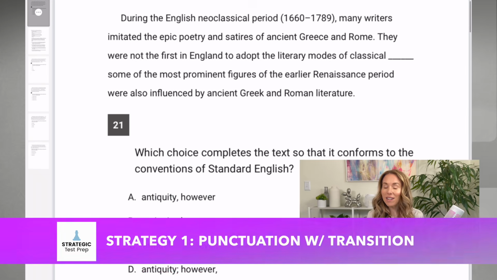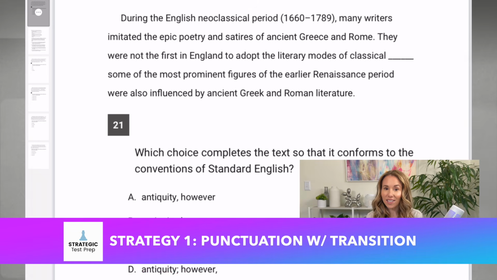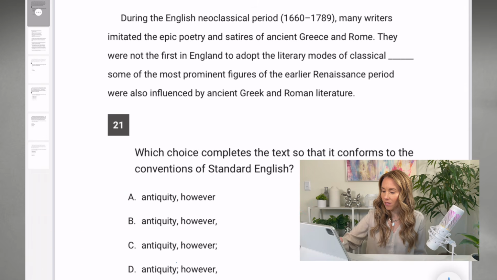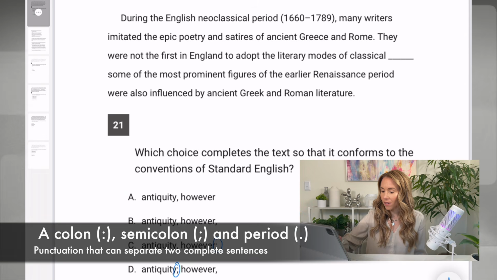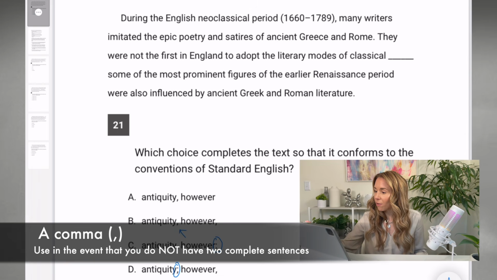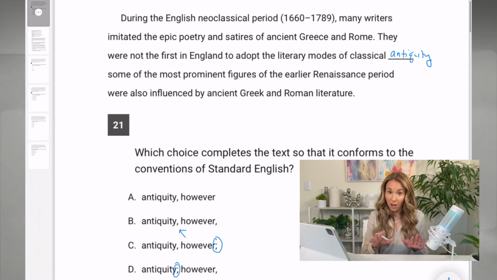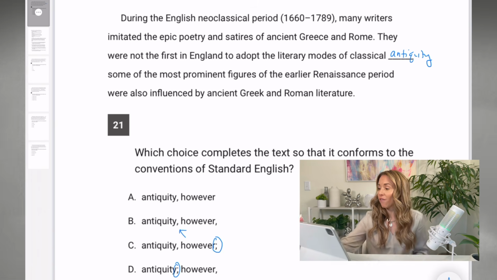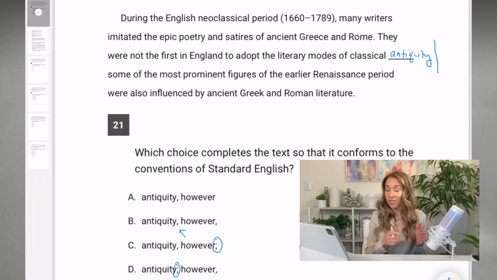Okay, guys, so here's an example. This is a digital SAT question, and as you can see, I've got different punctuation marks. They provided me with semicolons and commas. So my first order of business is to figure out where the complete sentences are. It looks like they have the word antiquity to finish this off. I'm not going to worry about the transition word yet. I'm going to leave that off and put a little line there to separate the first part from the second part. Let's figure out what our complete sentences are.